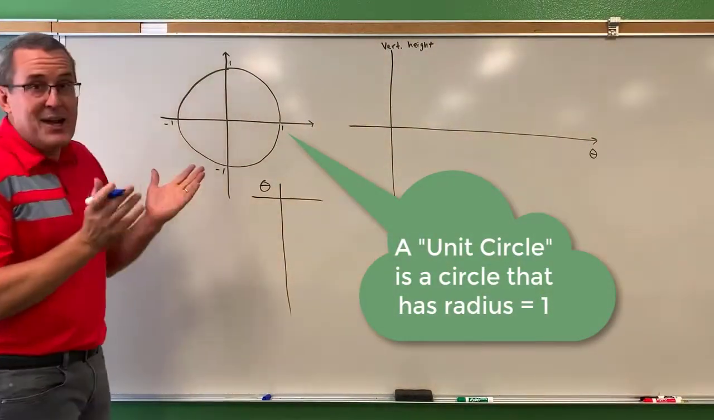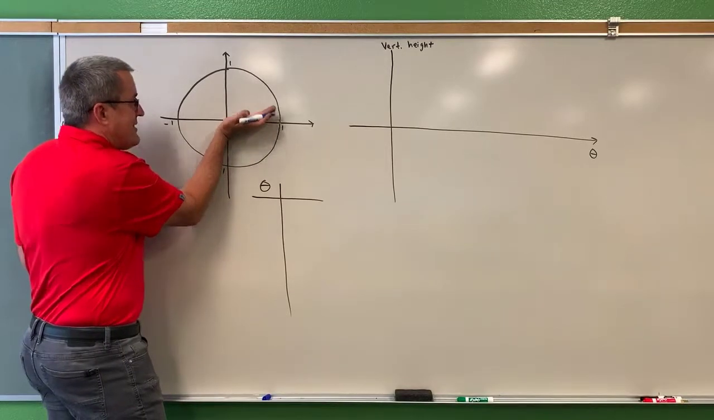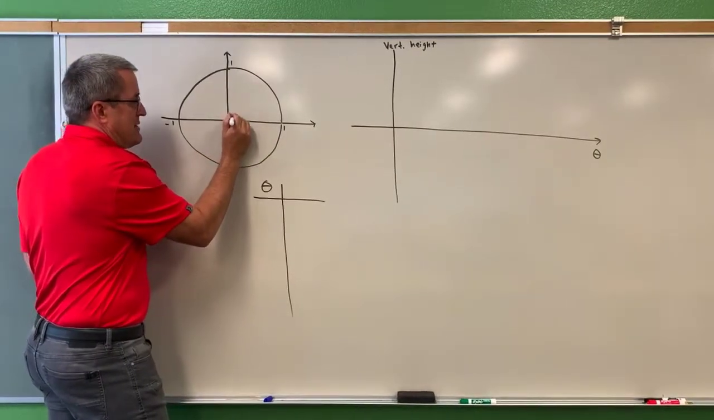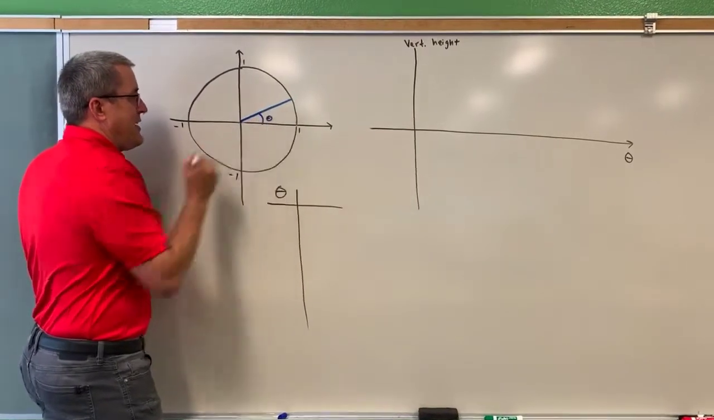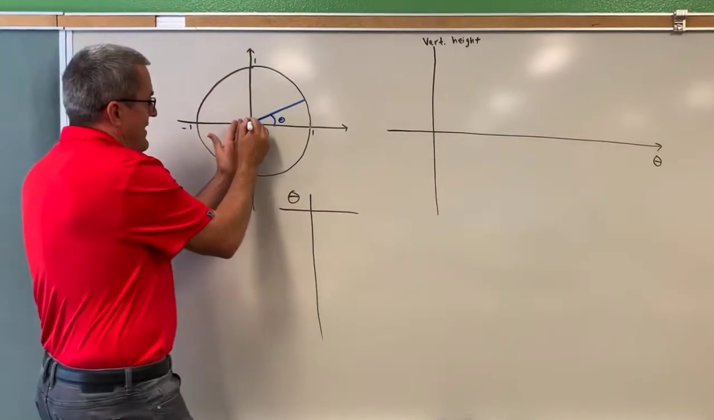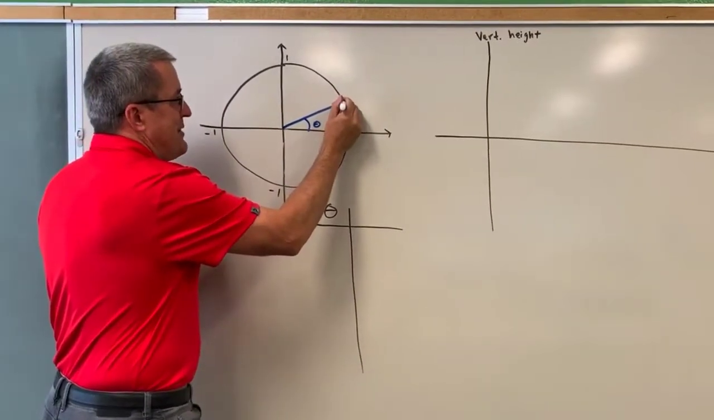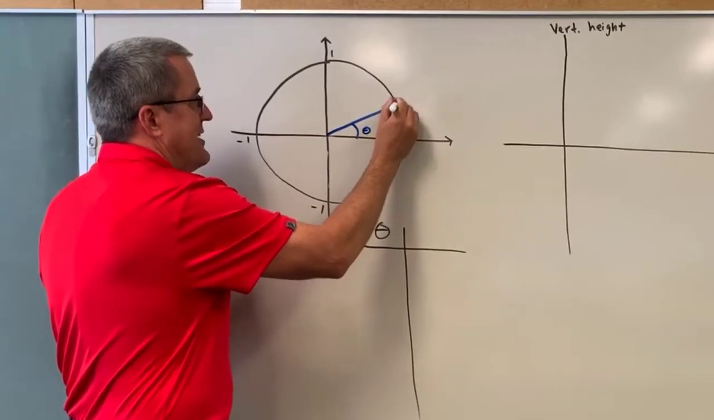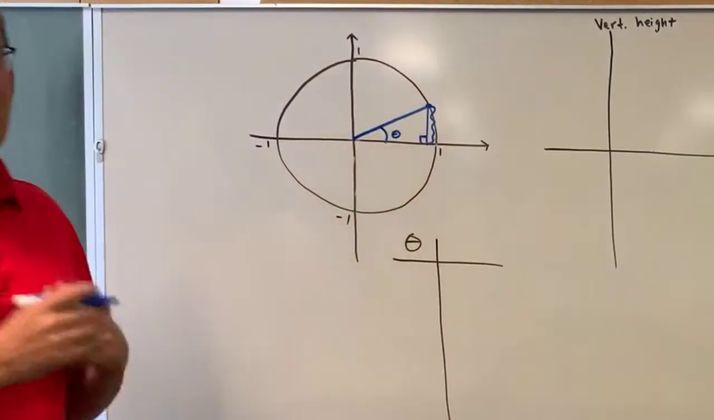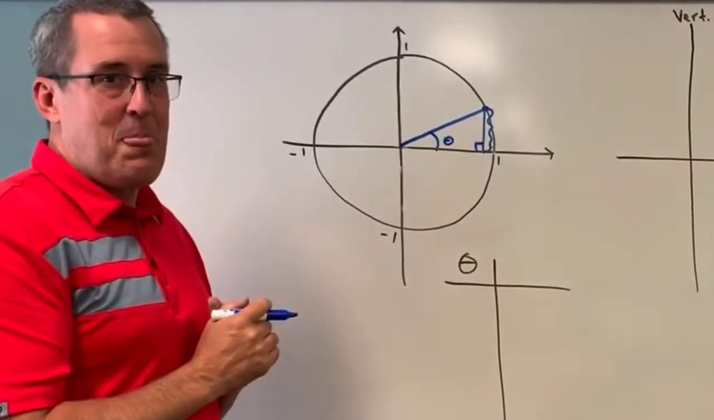I would like you to imagine I would rotate an angle amount, say to here. So I'm going to call this angle theta. And I'm going to connect that unit radius to the edge of my circle. And at the edge of my circle, I'm going to drop vertically down to the x-axis a length. I'm going to call that length the vertical height of that triangle.